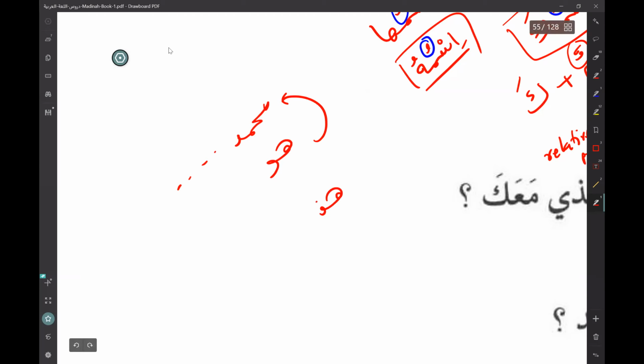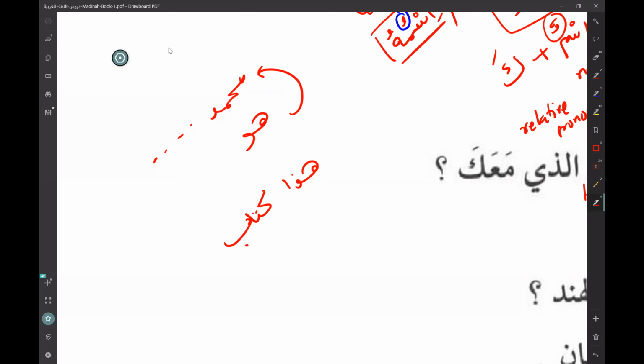Then you have hada, kitab. So this is also a pronoun because you're pointing at something. You're not saying the name, you're pointing. This is one kind of pronoun. You're replacing the noun, right? Just by pointing at something. This is one way of replacing the noun, demonstrative pronoun, right? In Arabic, it's called ismu ishara, but the concept is the same.